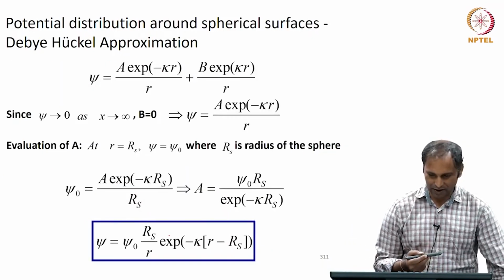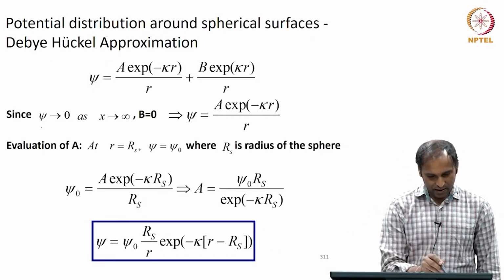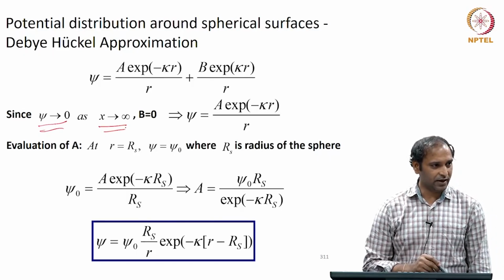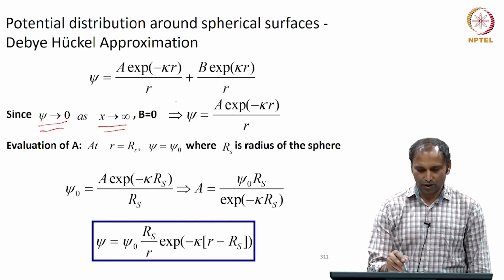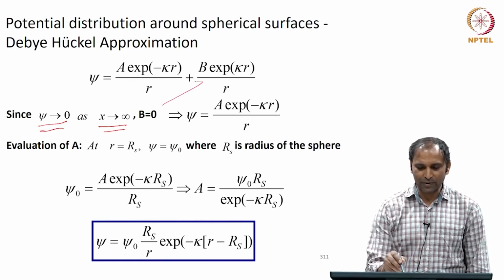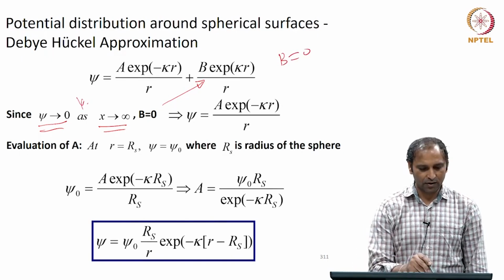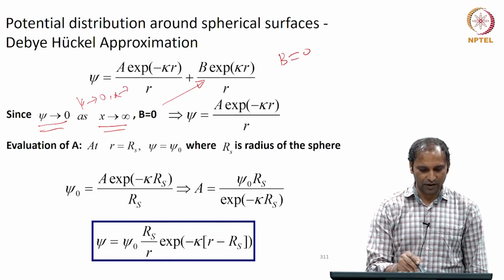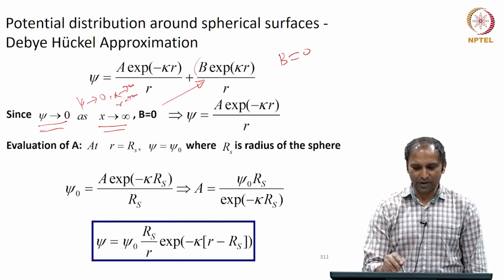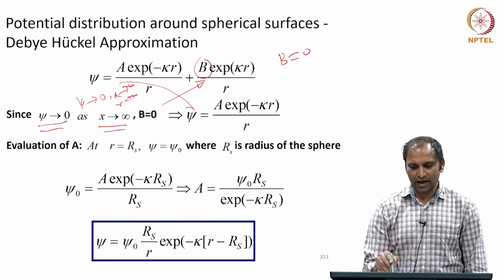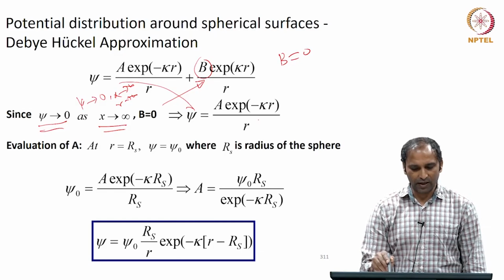The boundary condition that we have is that psi tends to 0 as x tends to infinity. And if you look at this expression, this condition will only be satisfied if b is equal to 0. The fact that psi tends to 0 as x, or r, tends to infinity is only satisfied if b is equal to 0. Therefore, b is equal to 0, and the solution becomes psi is equal to a exponent of minus kappa r divided by r.